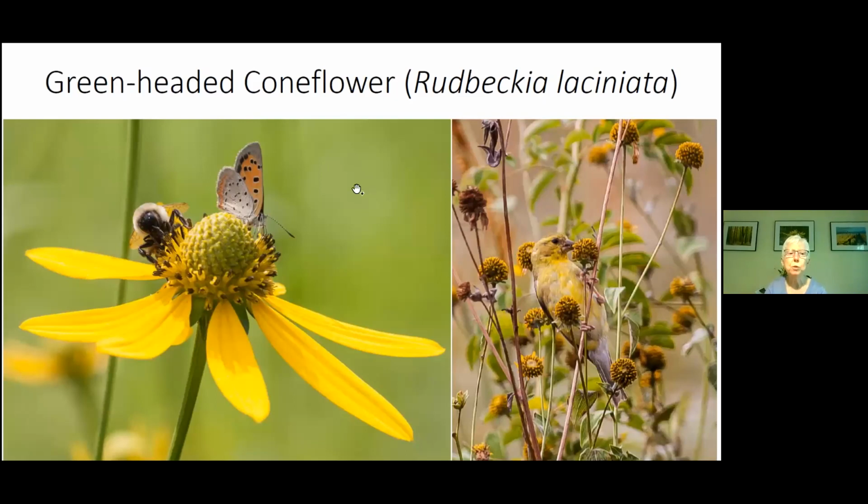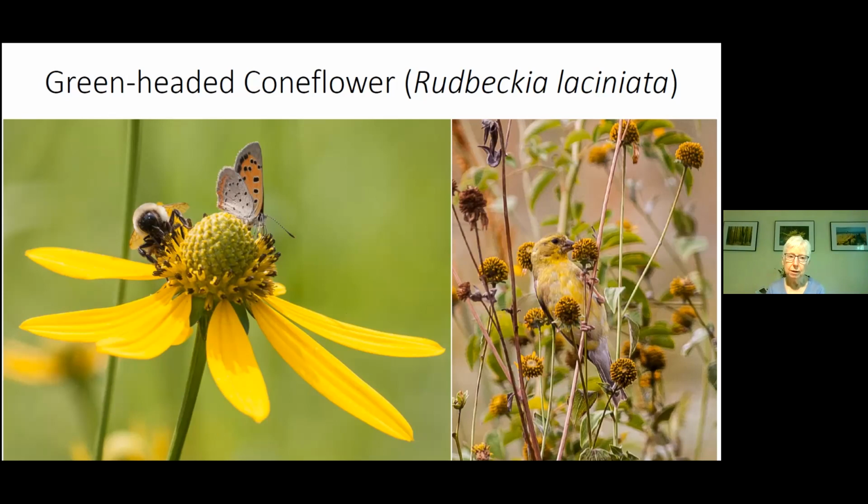Green-headed coneflower is one of my personal favorites because the disc flowers are big enough. They're quite distinct, and you can really see them individually. So it's easy for people to see and understand, look, there's a bunch of little individual flowers there. And as we can see, we've got multiple flower visitors, pollinators here. We've got an American copper butterfly and a bumblebee, both feeding on individual disc flowers on the same flower head. So lots of food is available for pollinators.